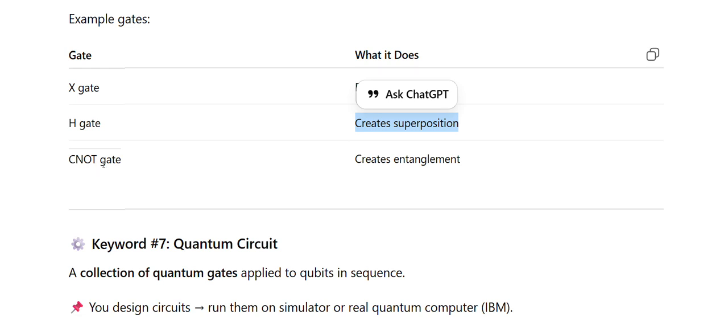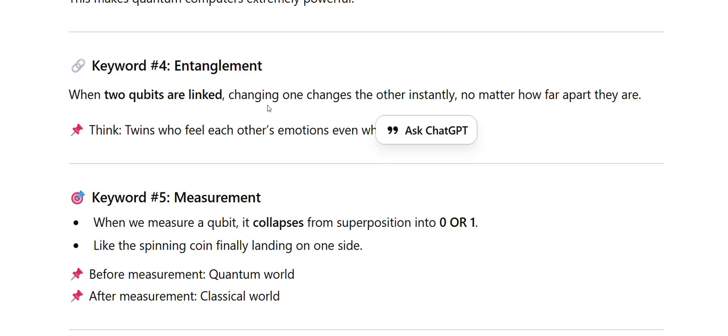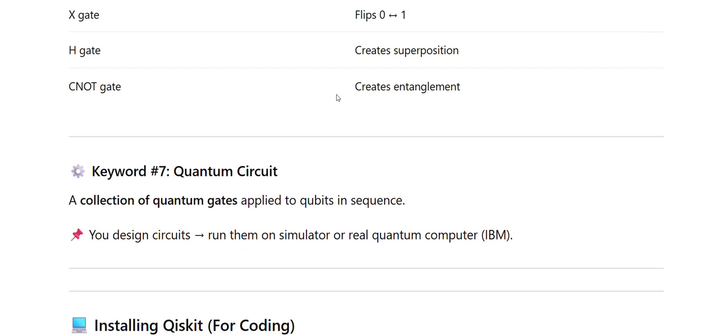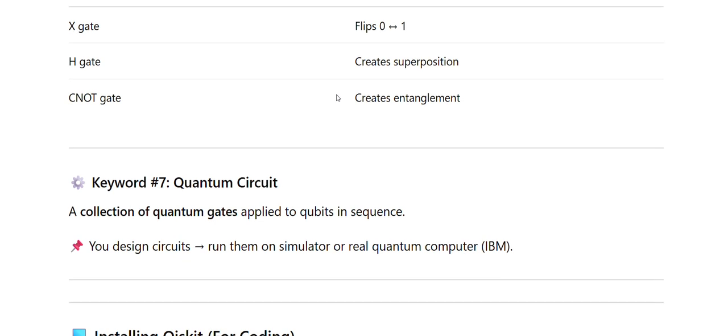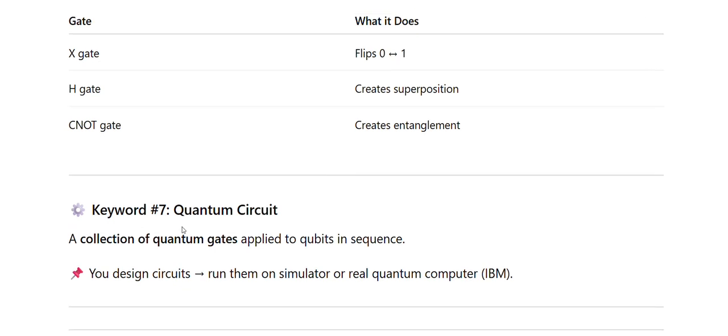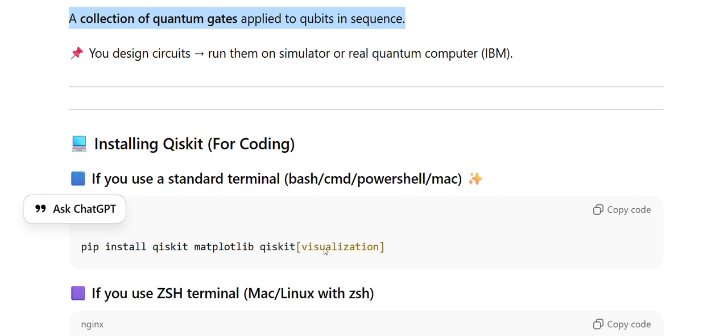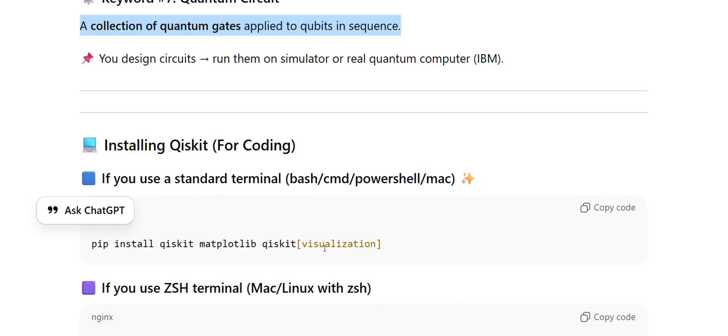The CNOT gate creates an entanglement. What does creating an entanglement mean? If one changes, the other instantly changes, so it is impacting the other. A quantum circuit is basically a collection of quantum gates applied to qubits in sequence, right?